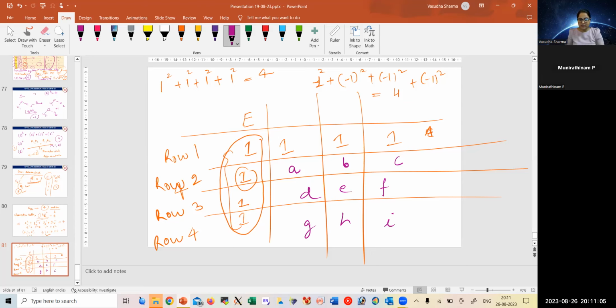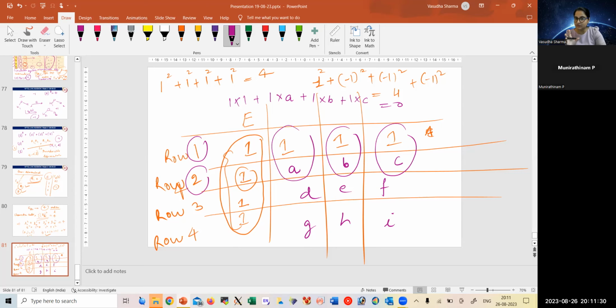And if I multiply this one row with the second, that means 1 into 1 plus 1 into A plus 1 into B plus 1 into C, that should be 0. That means these two rows, or any two rows for that matter, should be orthogonal to each other. They should not have any value other than 0. So what should be the combination? After multiplication, adding those two rows should give me a value of 0. This should hold true for all the combinations.